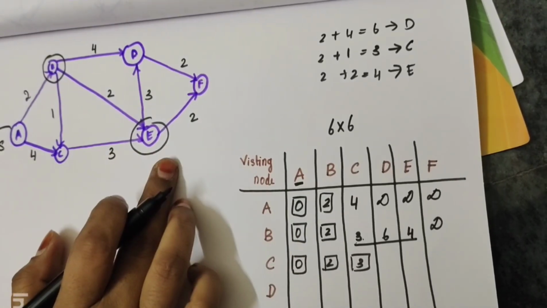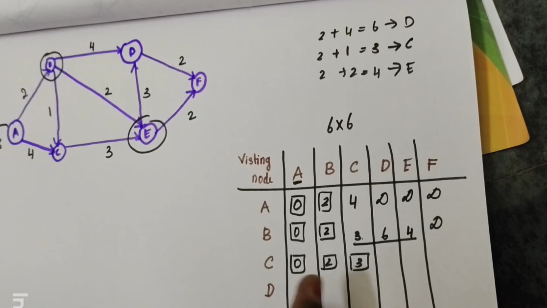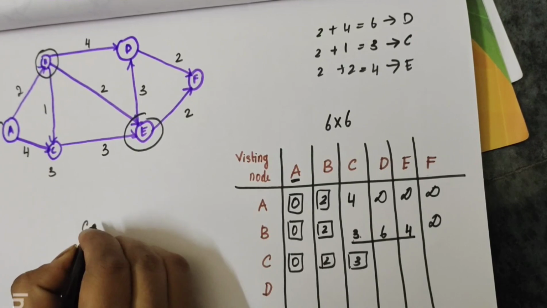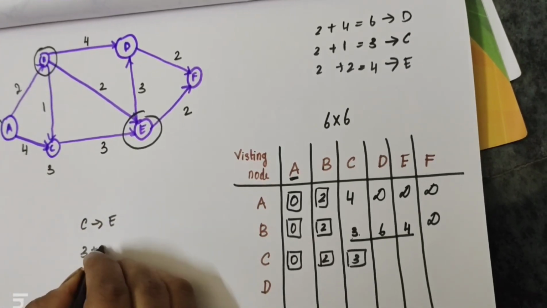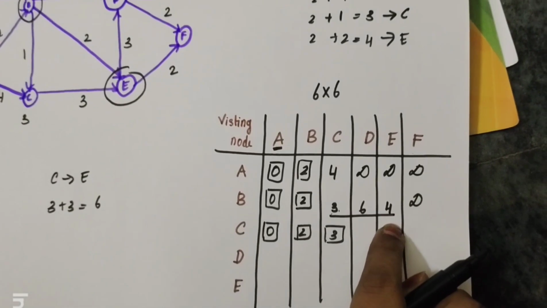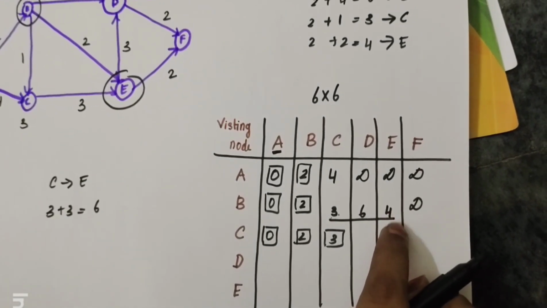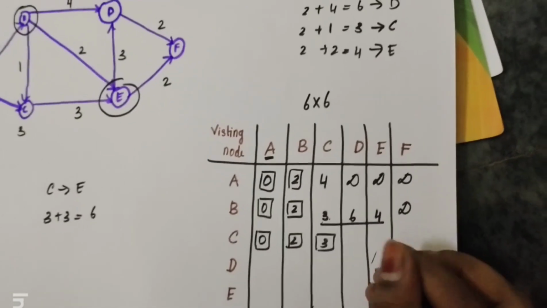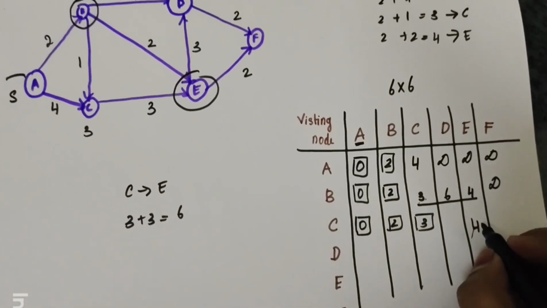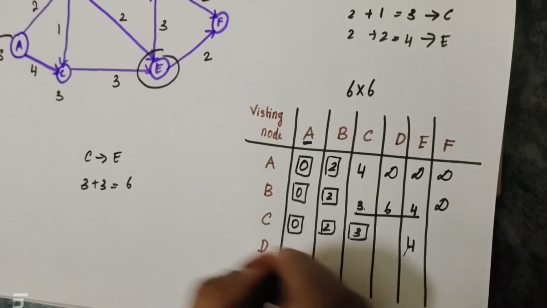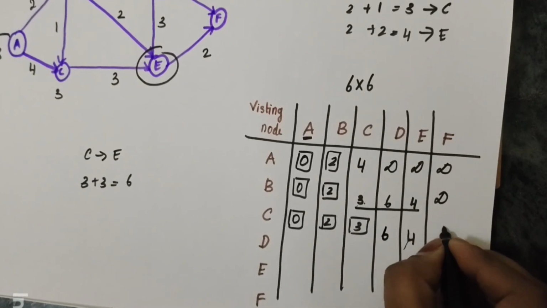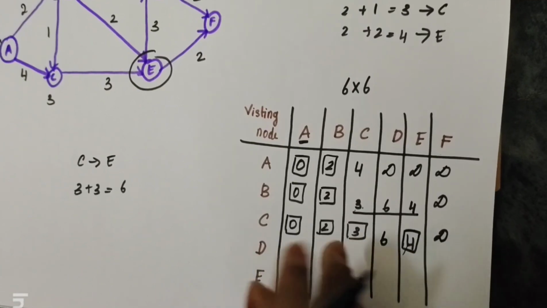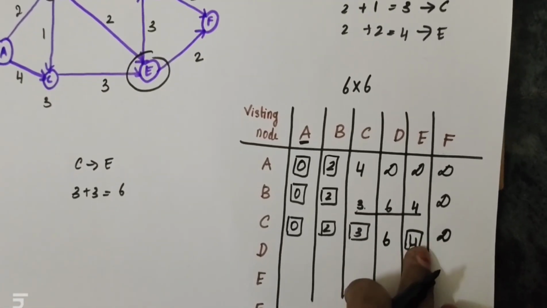From C to E, C has already the distance of 3. From C to E, it is 3 plus 3 is equal to 6. But E has 4, which is less than 6. So we will only consider the minimum value and write the same value as such. So we will write 4 as such, and 6 and this as such. From this, which has the minimum value? 4 has the minimum value. So the next node that is going to be visited is E.